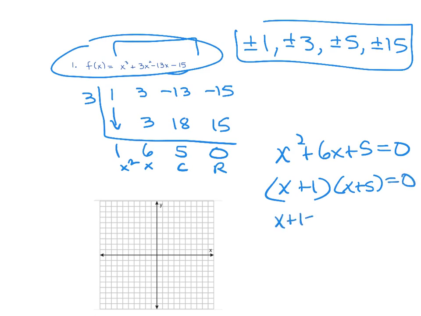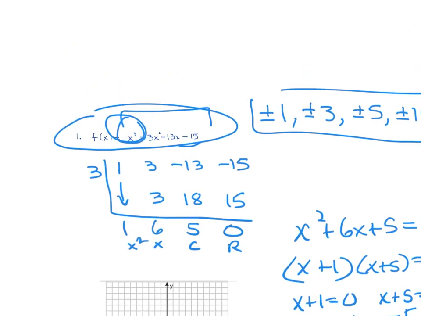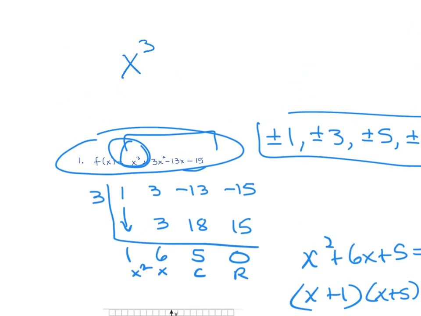Set each of the factors equal to 0. Solve for x. So I have a 0 at negative 1 and negative 5. And the 3 from the beginning. These are my 3 zeros. Notice the exponent up here is a 3. Now, my end behavior of the x cubed, remember, it's odd, down and up.